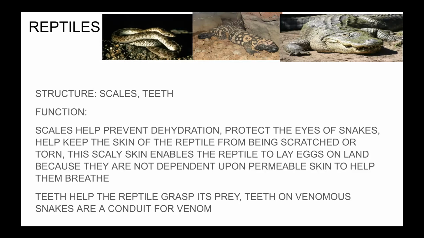If you've ever seen a crocodile open its mouth, you know it's got lots and lots of pointy teeth. And venomous snakes have fangs that are hollow, and when they bite their prey, venom will flow through those hollow fangs into their prey.